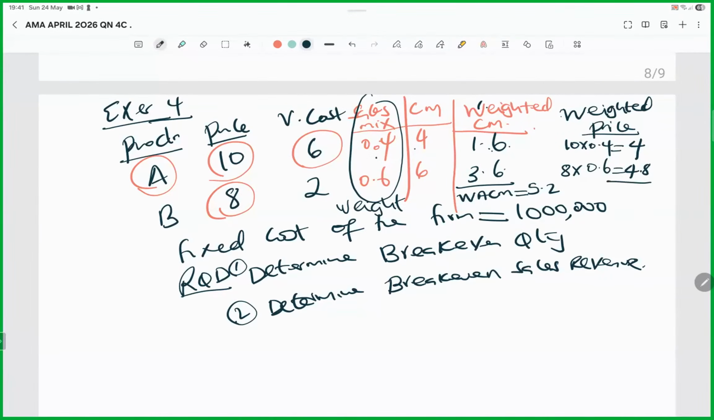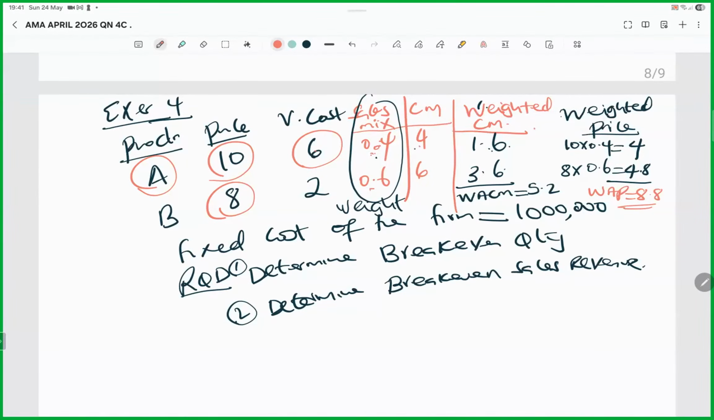So then can you kindly give me what we call the WAP? WAP will be 8.8. So remember, what have I done? This question up to sales mix was given. We have the weights here. What I did was basically to get the contribution margin. How do we get this contribution margin? It is price minus variable. 10 minus 6, 4. 8 minus 2, 6. And then we attached weights to this CM. We got what we call the weighted contribution margin, which is the weight itself times this. 0.4 times 4 gave us 1.6. 0.6 times 6 gave us 3.6.